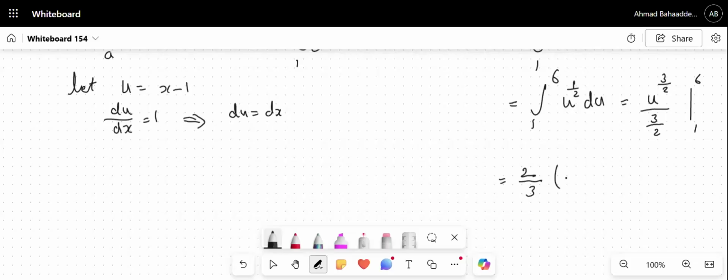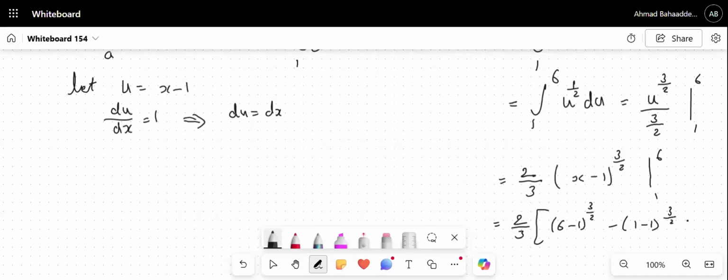Take the reciprocal of the bottom. U is actually x minus 1, so that's going to be x minus 1 to the power of 3 over 2. And we are going to substitute 1 to 6. So taking 2 over 3, I can rewrite it here, substituting 6 first: 6 minus 1 to the power of 3 over 2 minus 1 minus 1 to the power of 3 over 2. 1 minus 1 to the power of 3 over 2 is going to be 0.